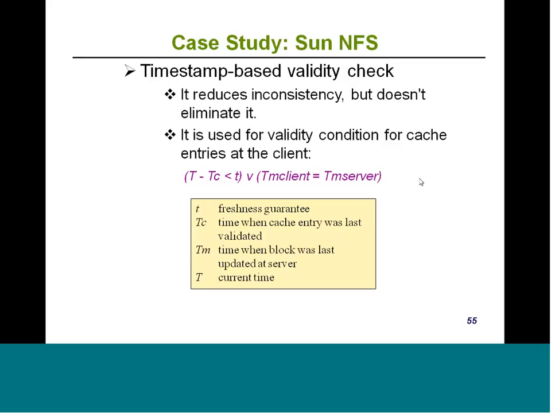And then TM client is the time when the block was last updated at the client, and TM server is the same thing, when it was updated at the server. TC is the time when the cache entry was last validated. So we need to make sure that this is the validity condition that is satisfied for the cache entries.